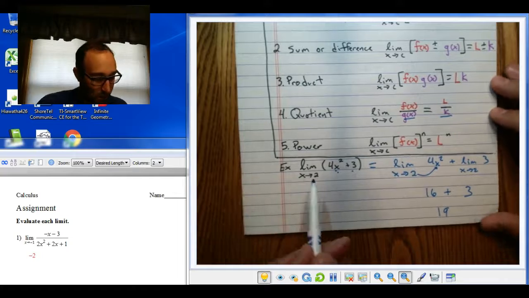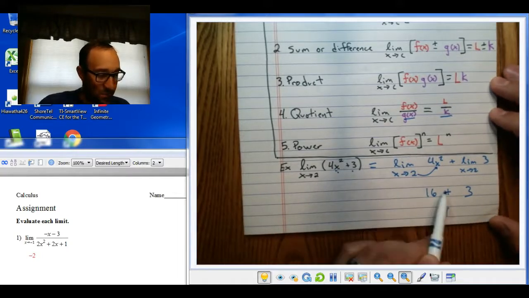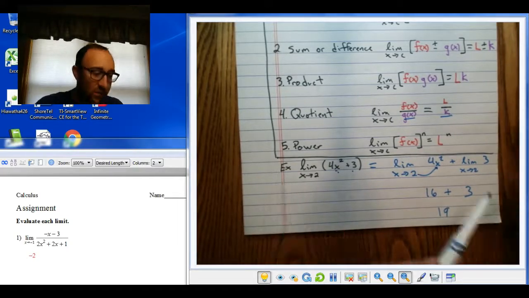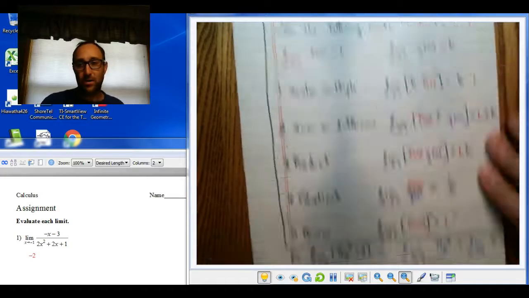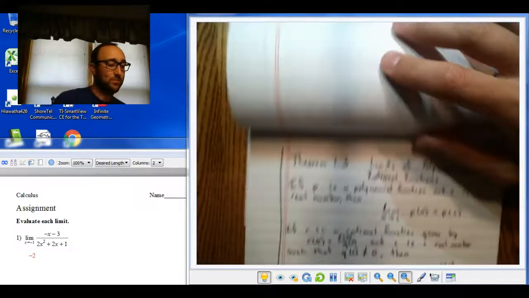And I know what you're thinking. You're saying, but Mr. Berman, can't we just put in the 2 here and get the same thing? Yes, you can. I'm just showing you how these theorems work. So either way will be okay, and that's fine to do.